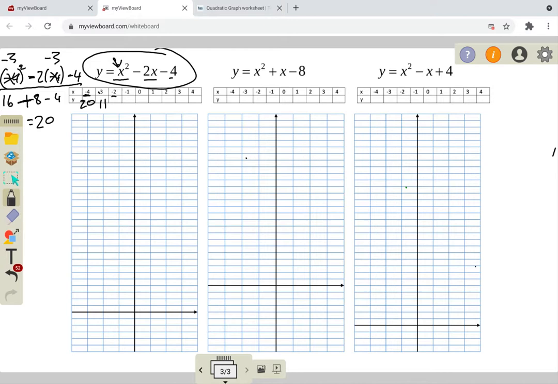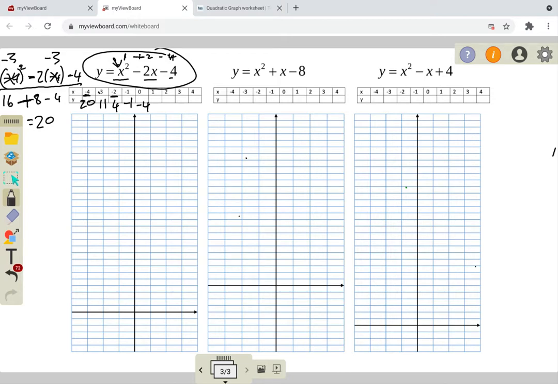Next one, substitute minus 2 into there. So I get minus 2 squared is 4 plus 4, 8. So I'll get 4 for the next one. Substitute minus 1. I get minus 1 squared is 1. Minus 2. Take away 4. So 1 plus 2 is 3. Take away 4, negative 1. Sorry about that. So negative 1 over here. Substitute 0 in. I get negative 4.